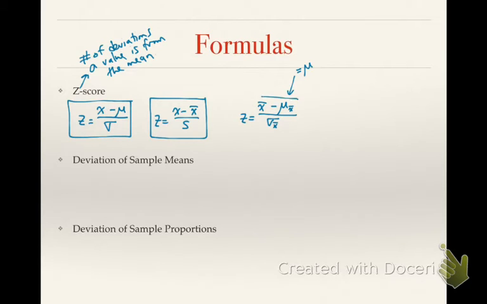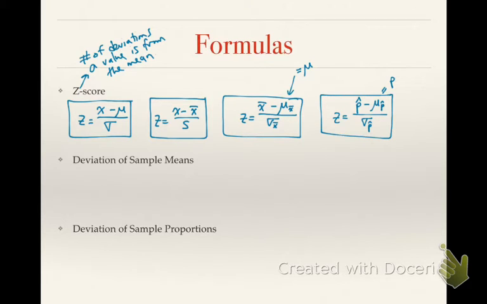And the other form for the z-score was dealing with sample proportions, and that dealt with p-hats. The p-hat, you want to compare it against the mean of the p-hats, which, by the way, again, is equal to the population proportion, divided by the deviation of the sample proportions. And there were formulas for the deviation of the sample means and the deviation of the sample proportions, which are going to be listed next.